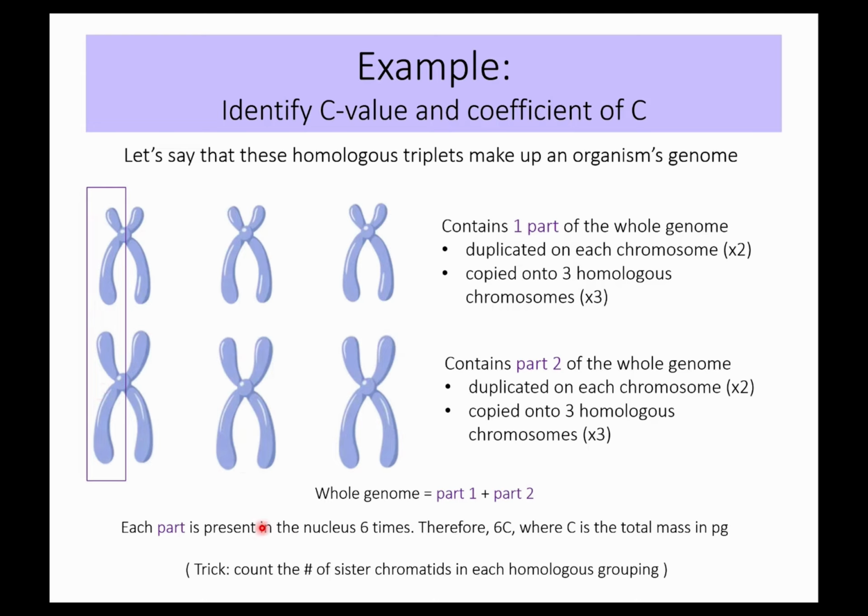Each part is present in the nucleus 6 times. So right now it's sitting as a triploid organism, 3N, but the copy number is 6C. So it's 3N, 6C. Therefore, you have 1, 2, 3, 4, 5, 6, where C is the total mass in picograms. I could give you the total mass of this whole thing and ask you to calculate the C value. So I would say, what is the C value?